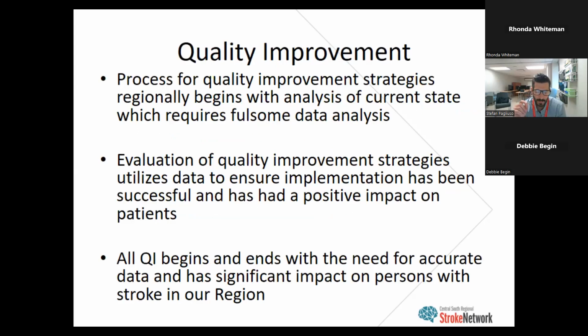So the process for quality improvement strategies regionally begins with the analysis of current state, which requires fulsome data analysis. The evaluation of quality improvement strategies utilizes data to ensure implementation has been successful and has had a positive impact on patients. All quality improvement really begins and ends with the need for accurate data and has significant impact on persons with stroke within our region.